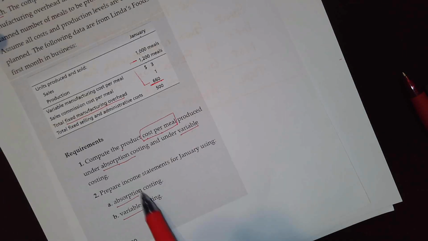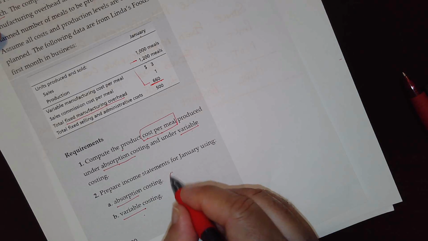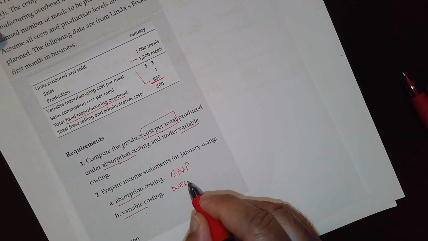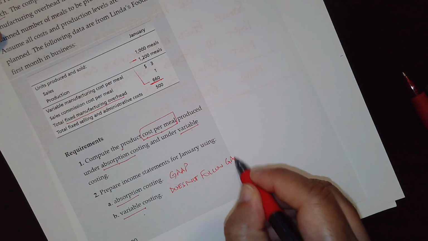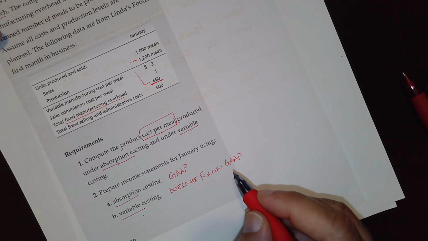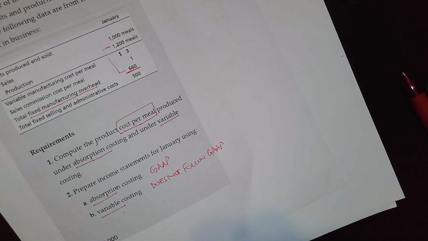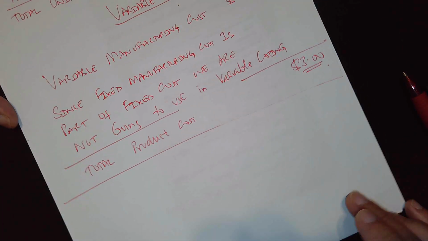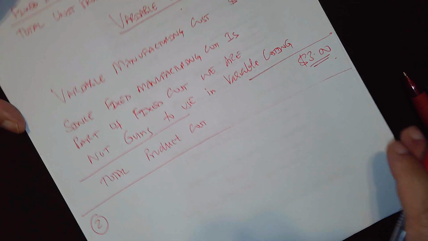That's the difference. Now we have to calculate the absorption costing income statement and the variable costing income statement. Absorption costing follows GAAP, the generally accepted accounting principles that we have discussed in Accounting 2301. Okay, very good. So let's move on and do the second part. Again, in the second part we're going to do absorption costing, so we're going to make the income statement.